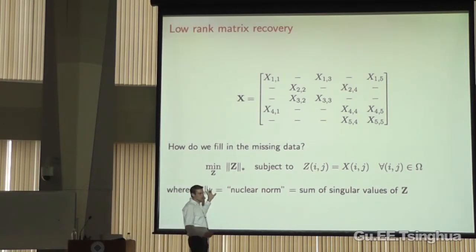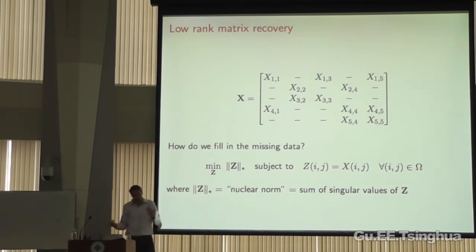It's also called a Schatten one norm. Basically, Schatten norms are Lp norms on the singular values. So the Schatten 2 norm is the standard Frobenius norm. Schatten infinity is the spectral, the operator norm. Schatten 1 is the nuclear norm. Okay, so it's a norm. We can solve it, and it's a good proxy for the rank in much the same way that L1 is a good proxy for the sparsity.